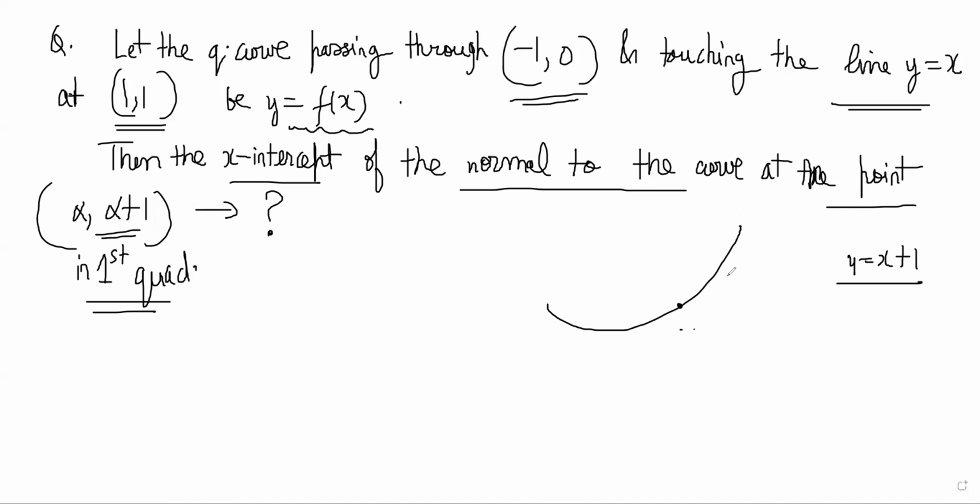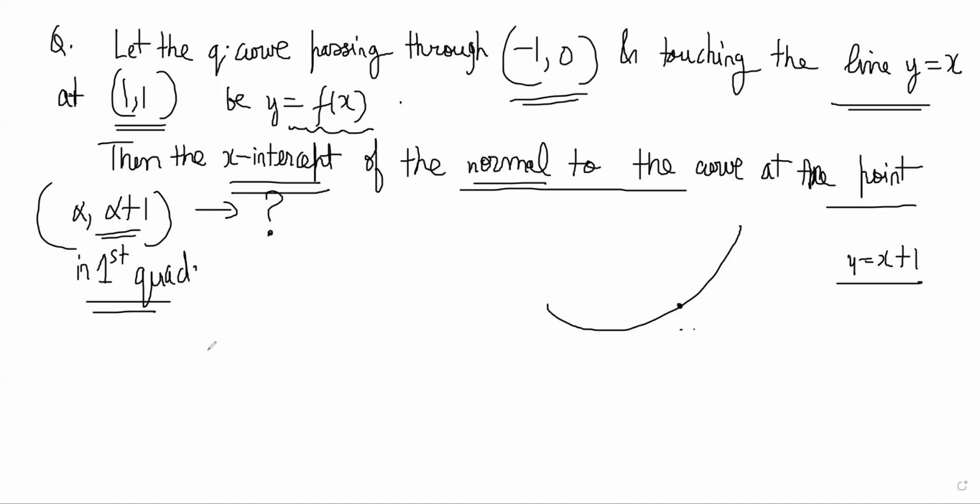So, sir, like I got alpha equals minus 3 by 2. You have to find the x-intercept of the normal. Yeah, if we find alpha, then we can easily find that, right? If you can easily find it, then find it. Find the answer. Don't say that you can easily find it. Do it and get the answer.